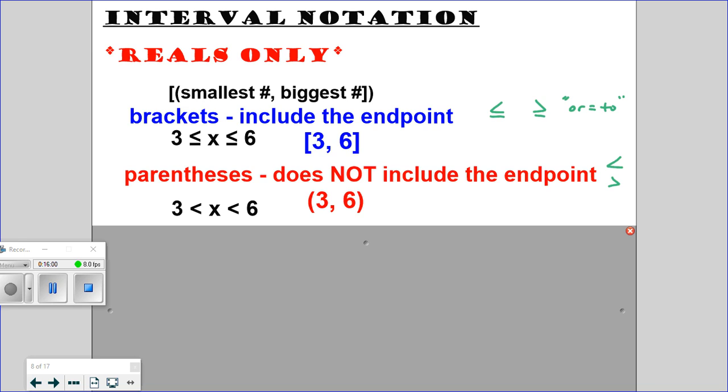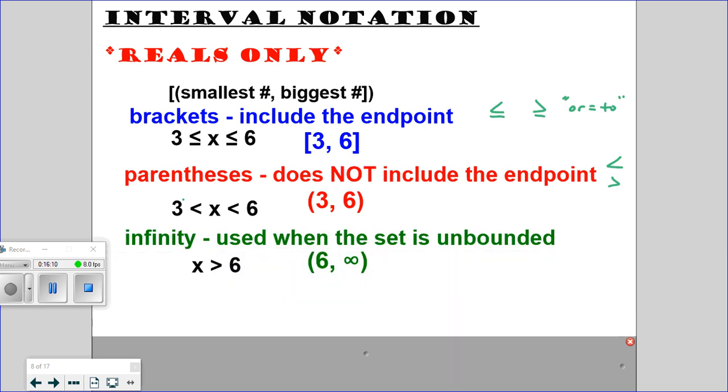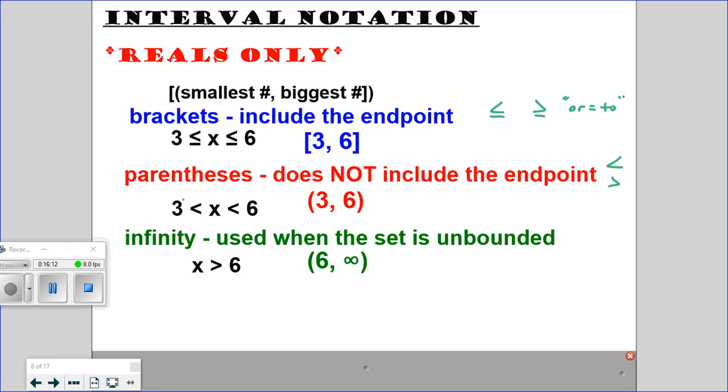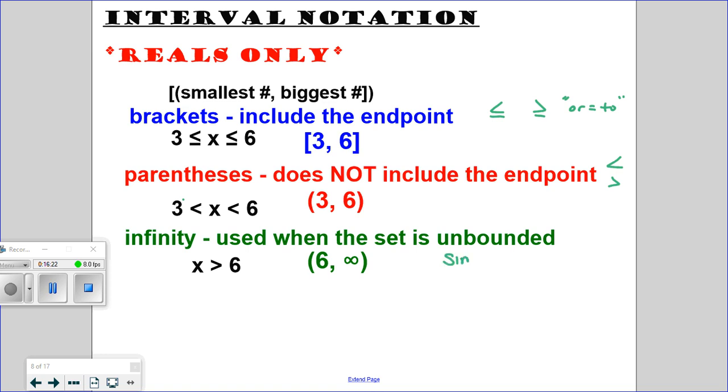This is when it's compound inequalities. Compound inequalities meaning I have two numbers. If I only have one number in my inequality, we will also use an infinity. It will be used when the set is unbounded. So that would be when it is not a compound inequality or there's just a single inequality. Whatever you want to write there so it makes sense. A single inequality will include an infinity.